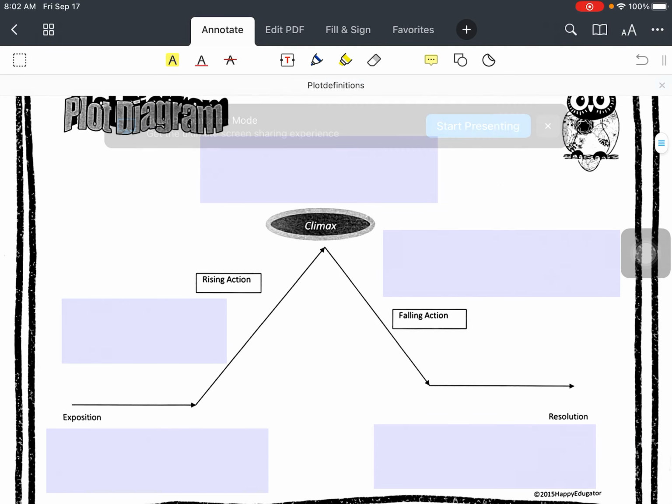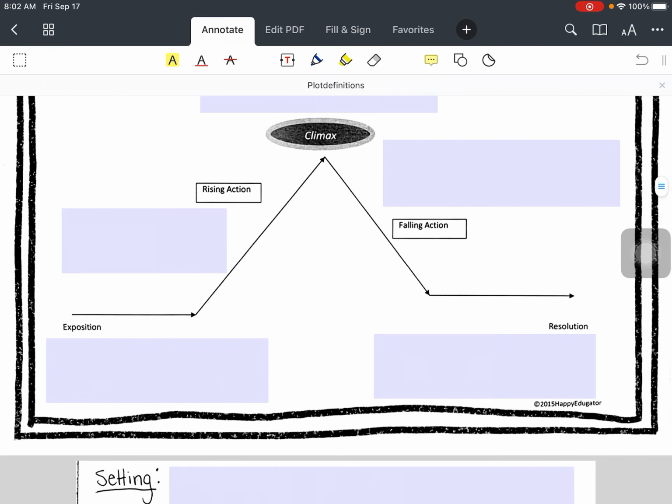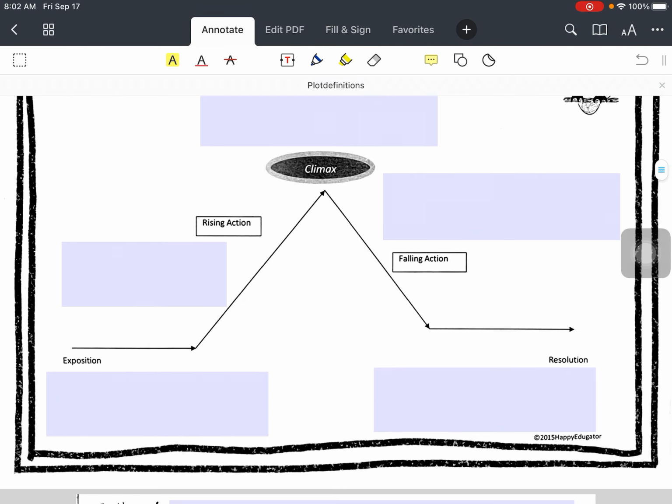We are going to go over the definitions for the different parts of a plot diagram. So first we're going to start at the bottom of this plot diagram. This plot diagram does kind of follow the pattern of a roller coaster. But at the very bottom, it's flat down here. That's going to be the very beginning of your story. And it's flat because usually the beginning is just your introductions, which is the exposition.